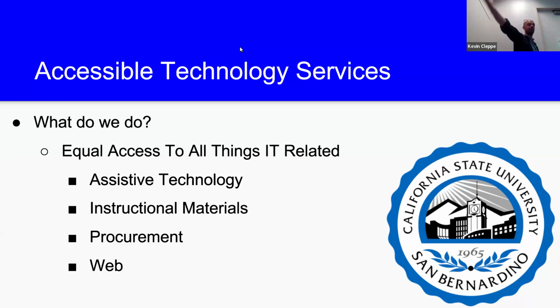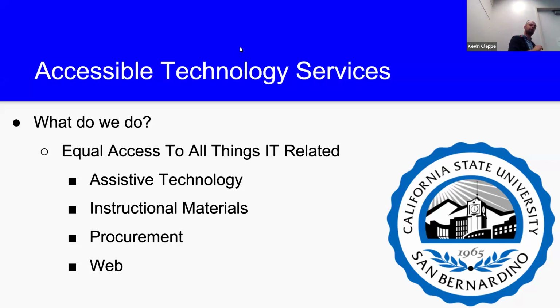Web is a very big field. Web development is a very big field. Web development for accessibility is an even bigger field. They are also responsible for making sure all the different web pages that we use on the campus are accessible as well. If you're interested in that, reach out to us and we can tell you a little bit more about some of the products that we use and some of the web tools that we use to ensure our web pages are accessible as well.